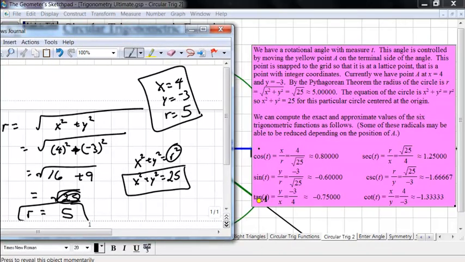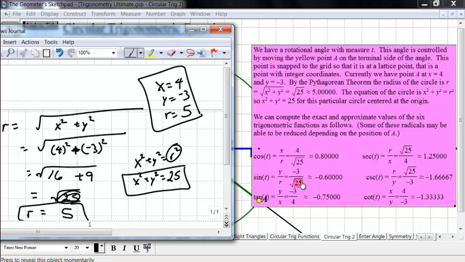All we need is x, y, and r in our definitions, and we can figure out everything from that. So we just plug in those numbers here. Cosine of t is x over r. x is 4, and r is, well, the square root of 25, which is 5. So it's 4/5, or 0.8. Sine of t is y over r. So that's -3 over 5, so -3/5, or -0.6. Those are exact values.